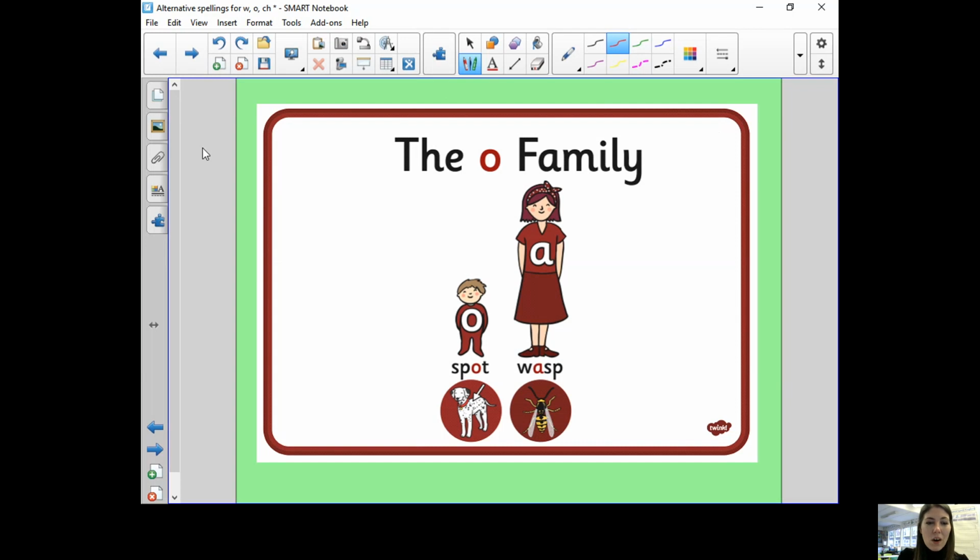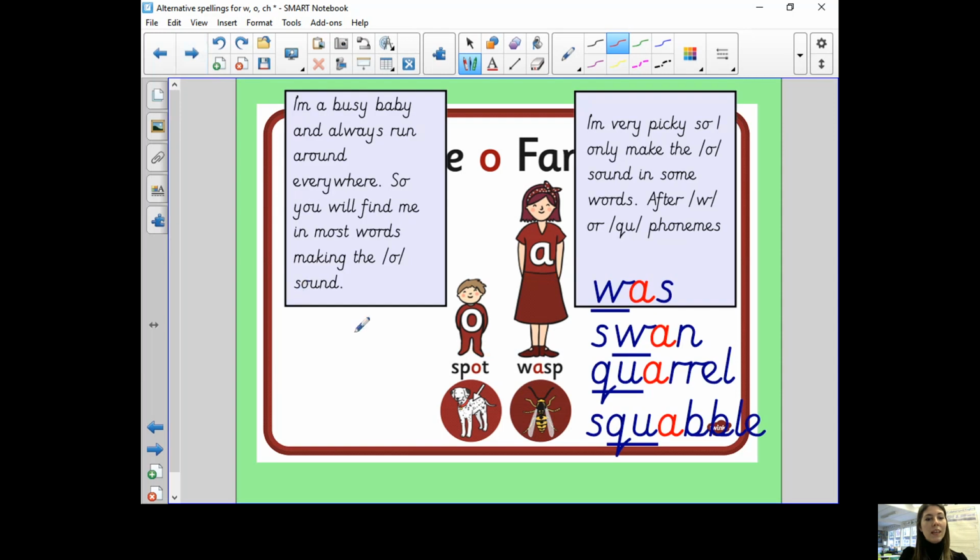We have Baby O and Mummy O. You'll notice Baby O is spelt with the letter O. Mummy O is spelt with the letter A. Let's find out some more about them. So here is busy Baby O. And he's so busy because he has just learnt to walk. So he is running around everywhere.